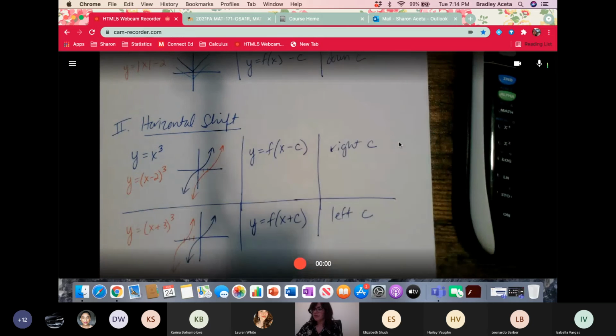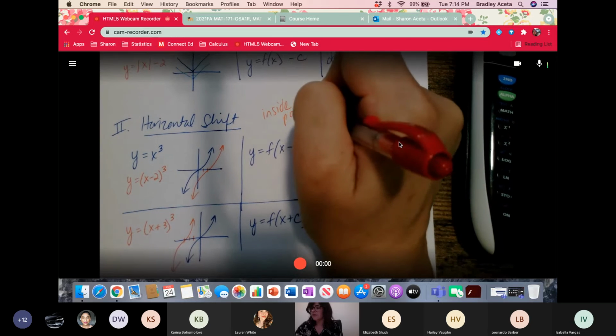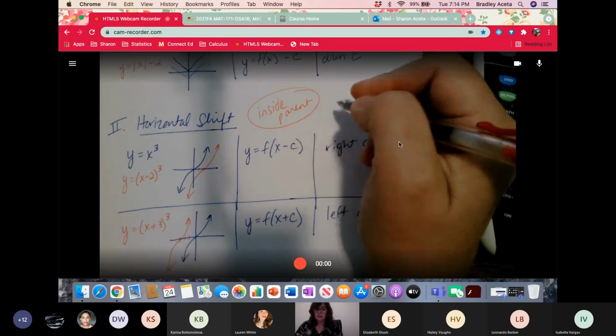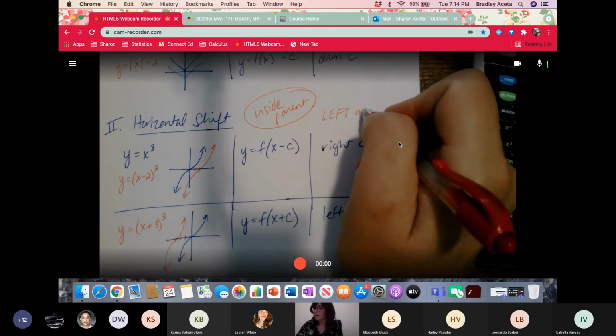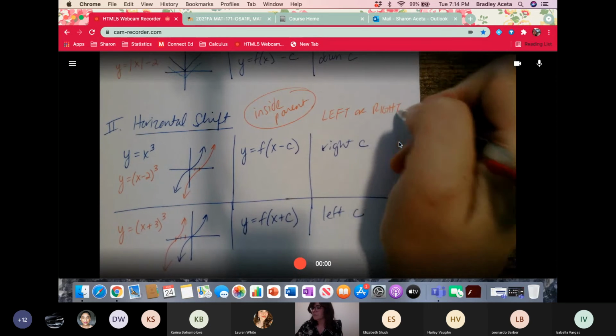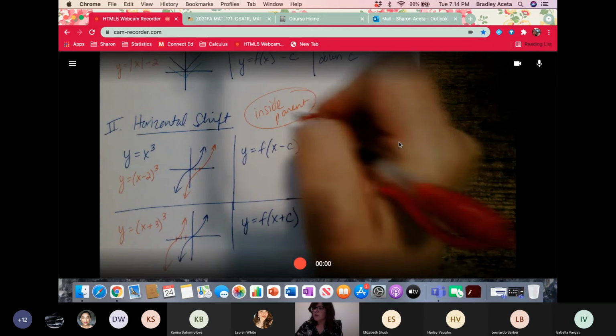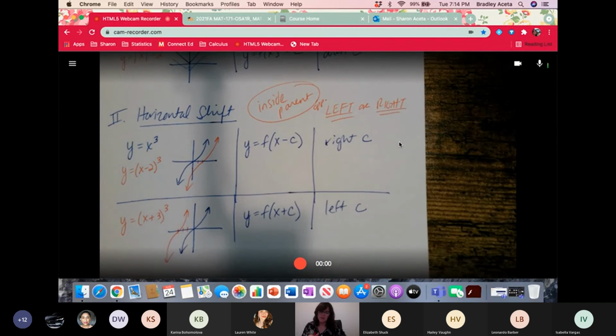So inside the parent, write this down. When you are inside next to that parent function, you go to the left or to the right. Usually you do the opposite of what you think. That's how I have to remember it because again, like I said, every time I see a minus, I want to go left, but when you're inside the parent, you go to the right.